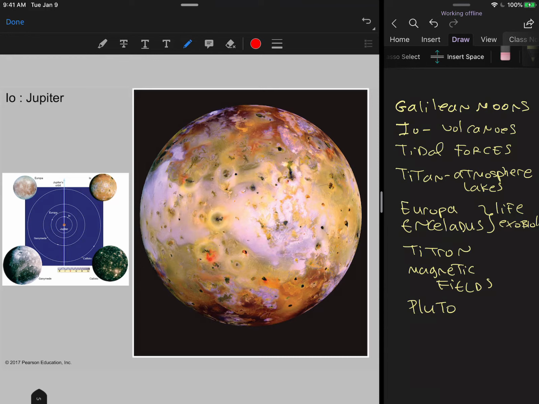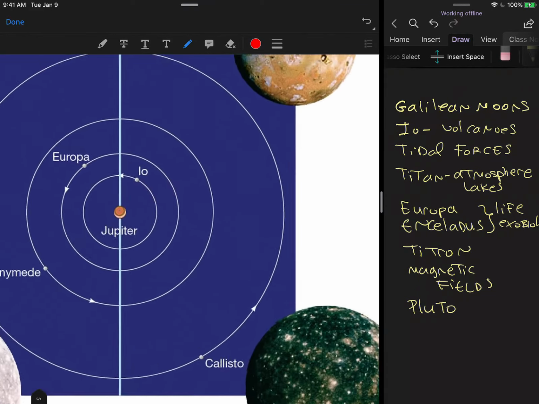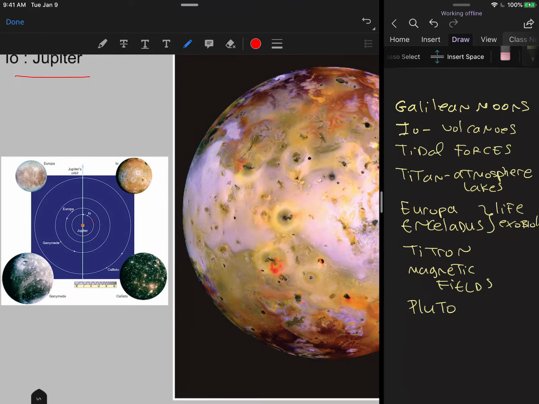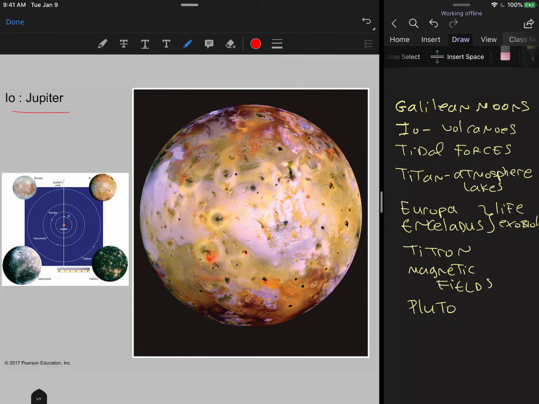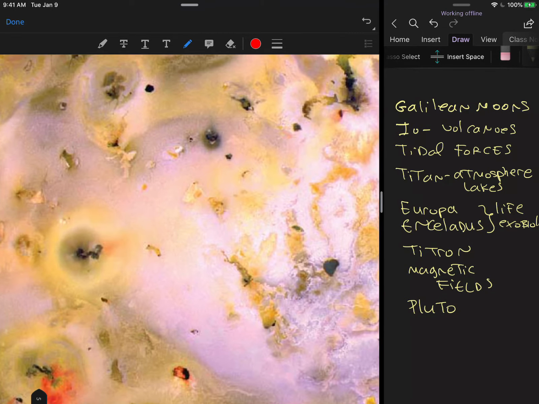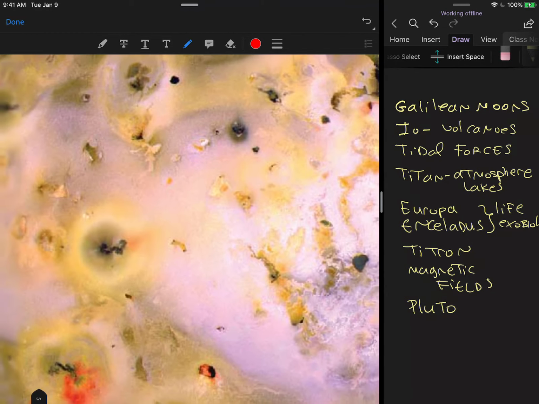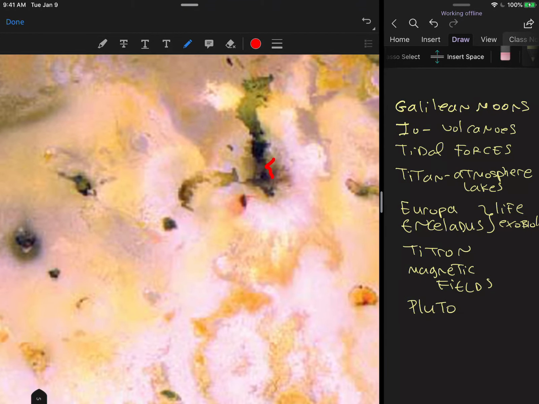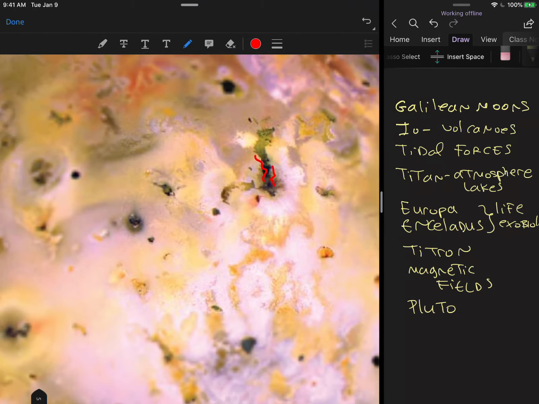So the first moon that we're going to concentrate on is going to be Io. Io is the Galilean moon that orbits closest to Jupiter. And here also, this is an easily recognizable moon. It has a lot of pockmarks, but if you look at it, very few craters. So what are all these pockmarks? I mean, this looks like smoke rising above. So let's see what all of that is.